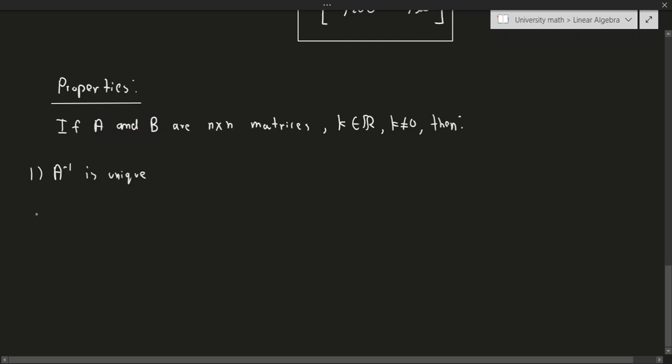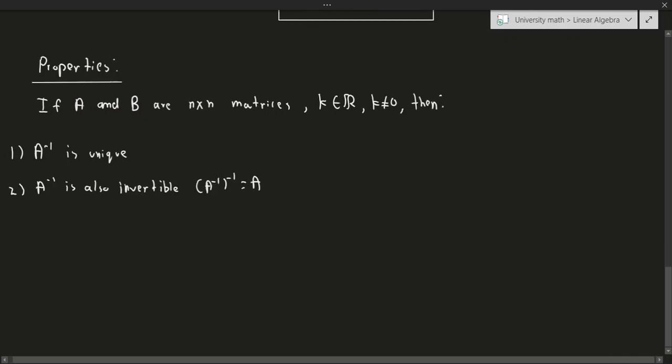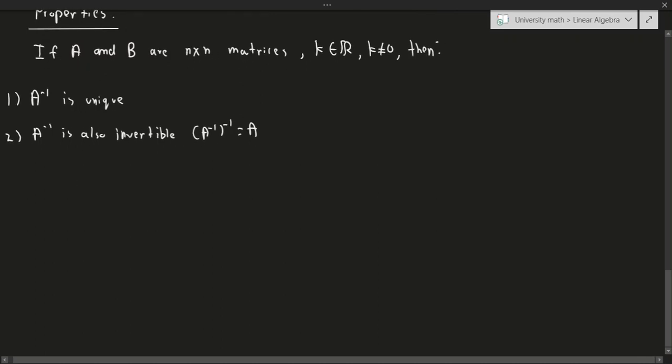This one should be kind of obvious, but A inverse is also invertible. And the inverse of an inverse just gives you back the original matrix. Intuitively, that should make sense. If I have the inverse of a function, and I take the inverse of that algebraically, I'll just get back the original function. The same holds in matrices.